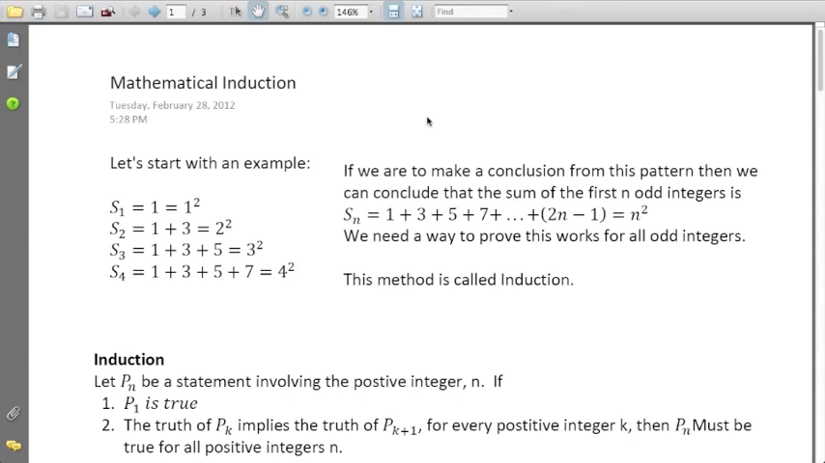This tutorial is going to cover mathematical induction. This is section 4 in chapter 8 in the pre-calculus course. Now, before we get started, I want to tell you that this one is going to be very technical.